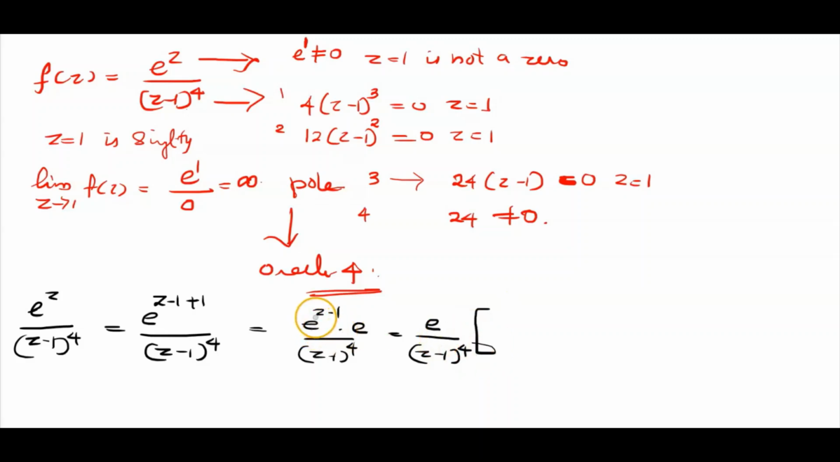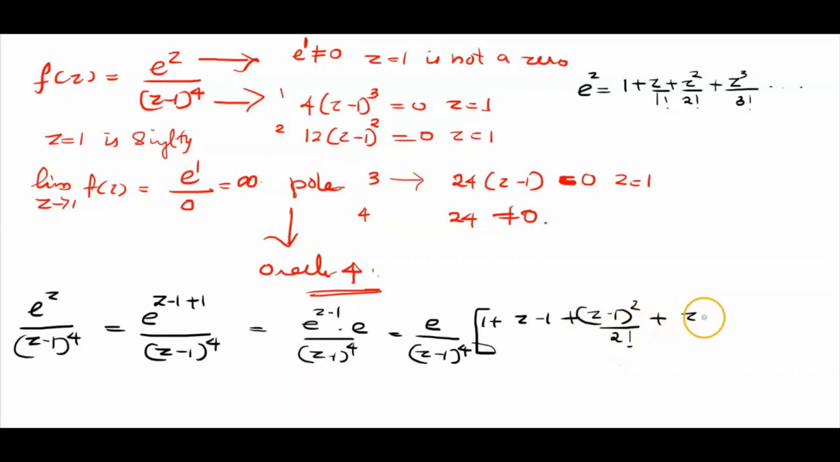we have the expansion of e raised to z. What is e raised to z? The expansion of e raised to z is 1 plus z by 1 factorial, z square by 2 factorial, z cube by 3 factorial, etc. With z replaced, this is 1 plus (z minus 1), plus (z minus 1) all square by 2 factorial, (z minus 1) all cube by 3 factorial, plus etc.